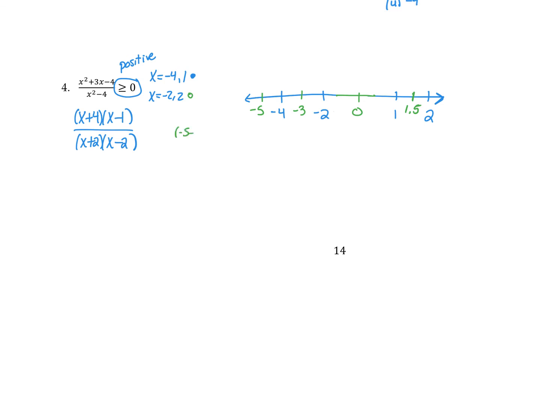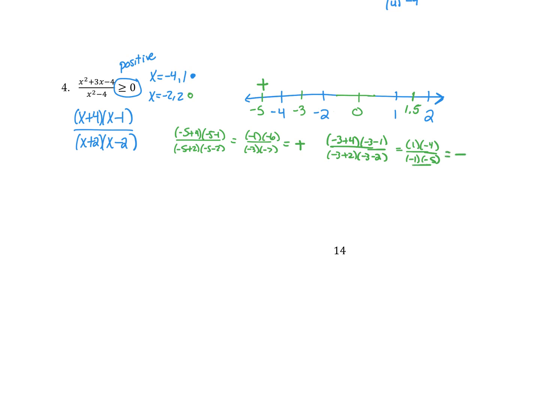So negative 5 plus 4, negative 5 minus 1, negative 5 plus 2, negative 5 minus 2. So I'm going to put -1, -6, -3, -7. So since I have 2 negatives on top and 2 negatives on the bottom, this is going to end up being positive. -3 plus 4, -3 minus 1, -3 plus 2, -3 minus 2. So 1, -4, -1, -5. So I have a negative on top and a positive on the bottom because double negative. So this is going to end up being negative.